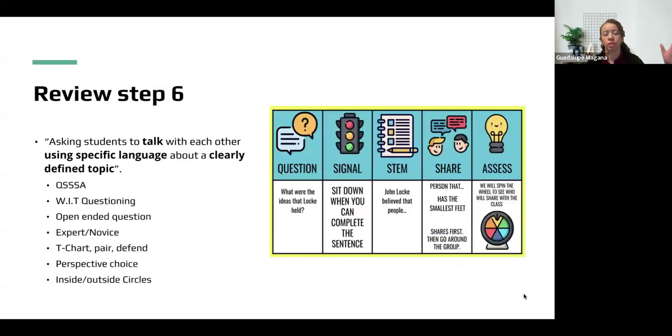And I feel like all of those steps guide us to step 6, which is QSSA, the big one, of the strategies that is most used for questioning, signal, stem, share, and assess. On step 6, it goes over a few more activities, but again, I feel like the QSSA is the biggest one, the one that we can implement more in the classroom.